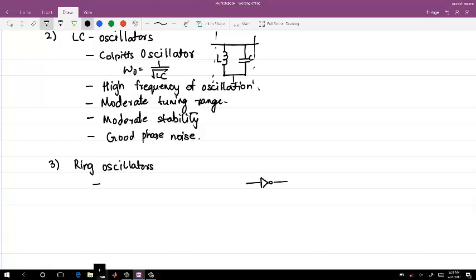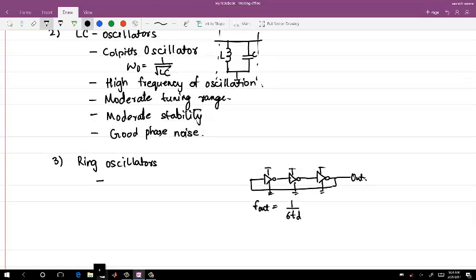So this is an example. All these are connected to VDD and ground. This is the output. The oscillation frequency in a ring oscillator, which is still an approximation, is inversely proportional to the delay of each element in the loop. The difference between this and an LC oscillator is that this is based on the delay, the other one is based on the LC resonant frequency.